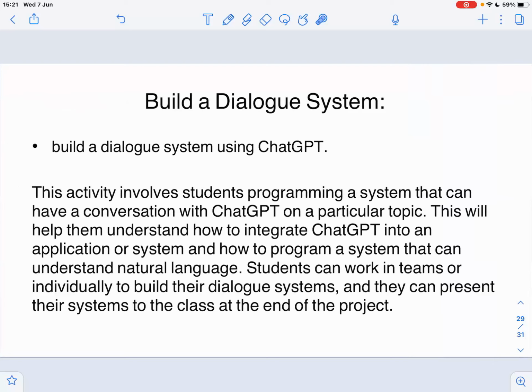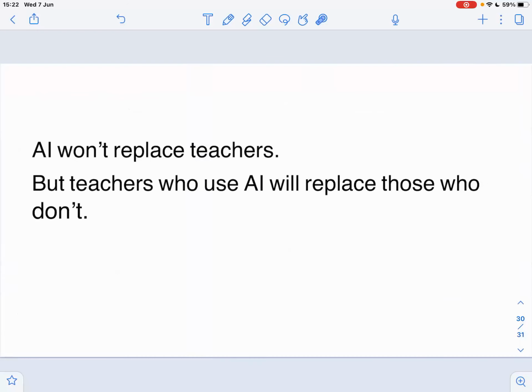Now, people very often make the comment, oh my God, my job as a teacher, as an educator is in jeopardy. There is this horrible thing called ChatGPT and I will be out of job. And my take on that, and that is sort of, I will shut up in a minute. My take on that is no. AI won't replace teachers, but teachers who use AI will replace those who don't.